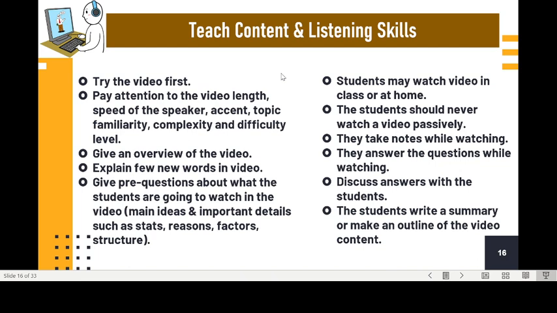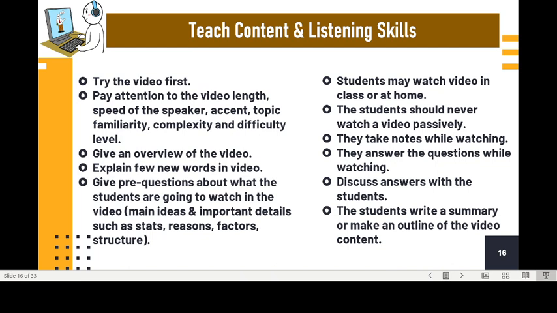Now, since we're having too many chemistry lectures, engineering lectures, technology lectures, what we do, first, we have to pick a few of those, and we have to watch the video ourselves before assigning the video to the students. We have to pay attention to the video length in minutes. We start with short videos. We make them longer. We have to pay attention to the speed of the speaker.